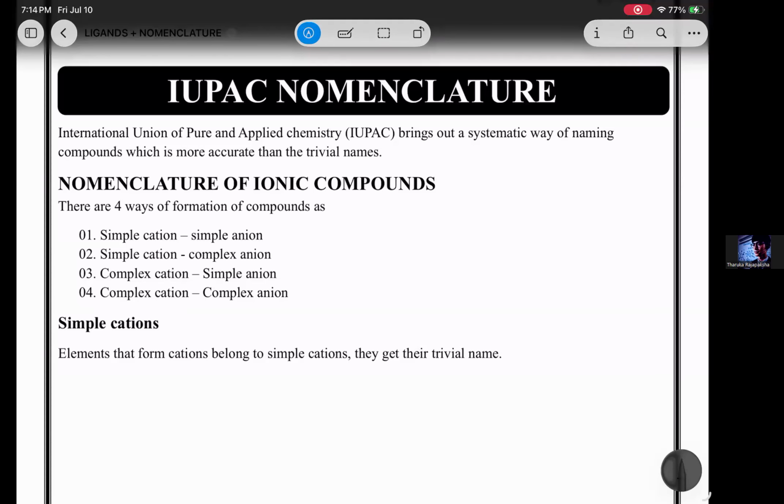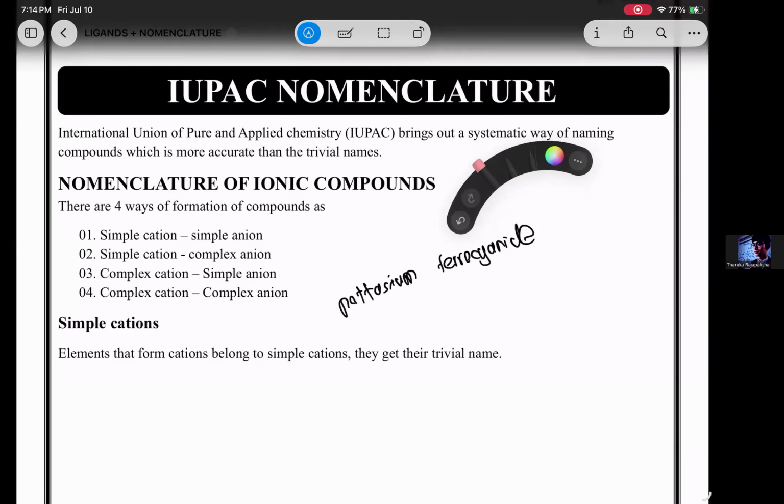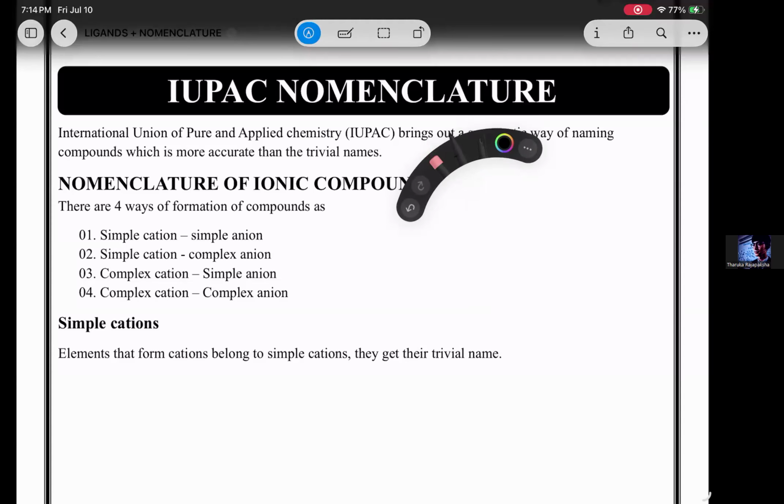Right. IUPAC nomenclature. The International Union of Pure and Applied Chemistry, IUPAC, brings out a systematic way of naming compounds, which is more accurate than trivial names. Normally we have names like hydrogen sulfide and potassium ferrocyanide. These are trivial names, not real names. So we are using a systematic way in order to name inorganic compounds.